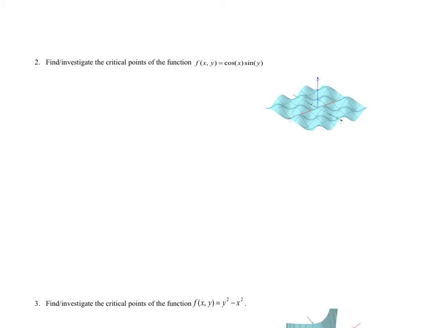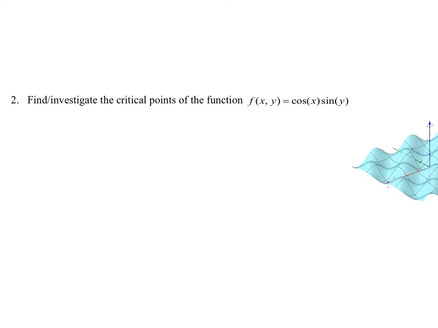Right, so this is what I was alluding to before, where I was saying sometimes your partials will be in terms of both x and y. All right, so f sub x: hang on to the sine of y as a coefficient, and then take the derivative of the cosine of x, which would be negative sine of x. Then f sub y: hang on to the cosine of x, because the coefficient really is cosine of x, and take the derivative of sine of y, which is cosine of y.